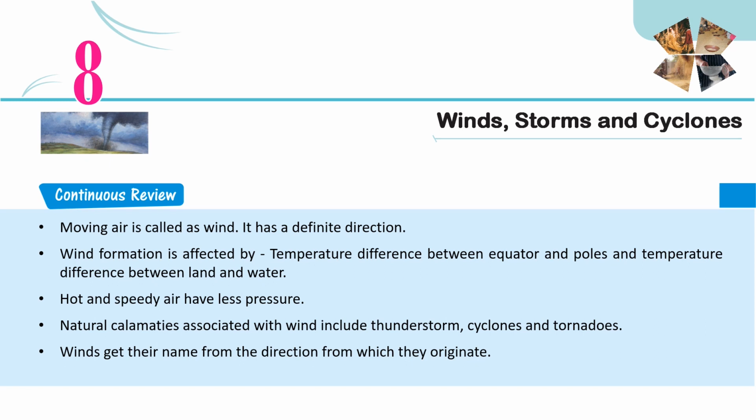Continuous review. Moving air is called wind. It has a definite direction. Wind formation is affected by temperature difference between equator and poles and temperature difference between land and water. Hot and speedy air have less pressure. Natural calamities associated with wind include thunderstorm, cyclones, and tornadoes. Winds get their name from the direction from which they originate.